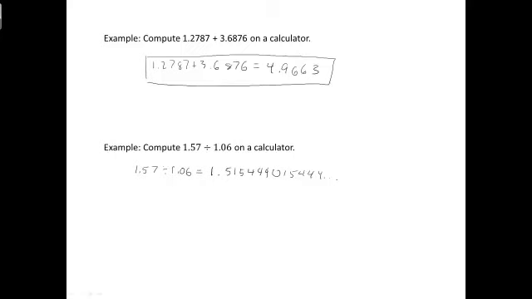Our rules for significant figures mean that we're going to keep 3 useful digits after the decimal place. So 3 useful digits, and we will round. So this is approximately equal to 1.515.